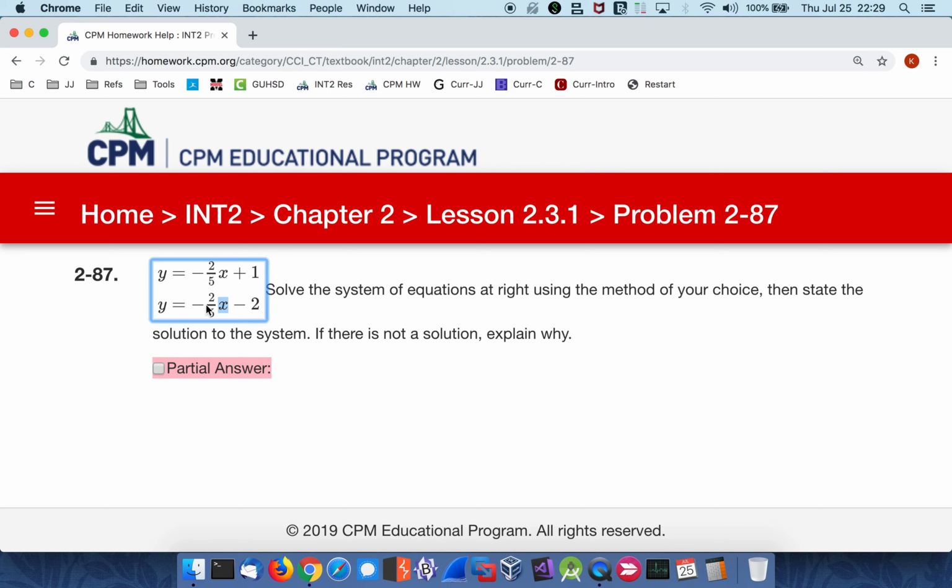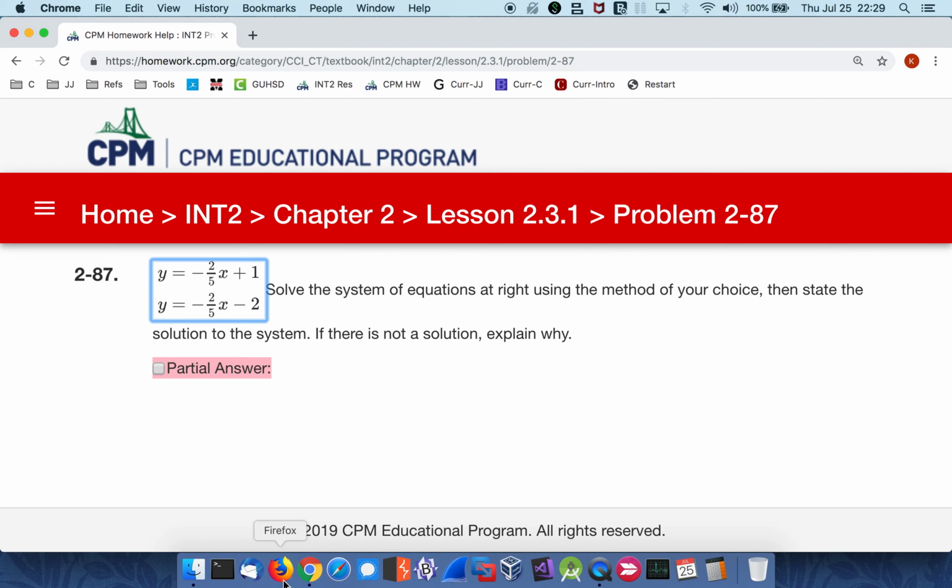So this is a line, right? You can recognize that this is in slope-intercept form. So here's the slope, and then here's the intercept. So the slope of the line is it's going down by 2/5, and then it intersects the y-axis at positive 1.